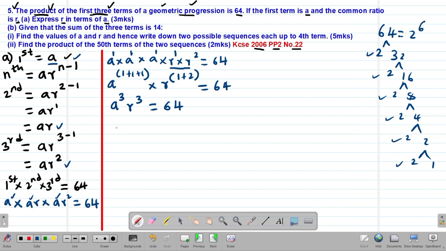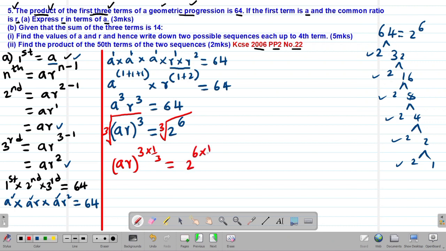So this can be rewritten as ar, with the cube factored out, being equal to 2 to the power of 6. If you want to remain with ar, you multiply by a third on each of the powers, or you simply take cube roots on both sides. Cube root is the same as multiplying the power by a third. So this is the same as saying ar, the whole thing to the power of 3, multiplied by a third, representing the cube root, which should be equal to 2 to the power of 6 multiplied by a third.